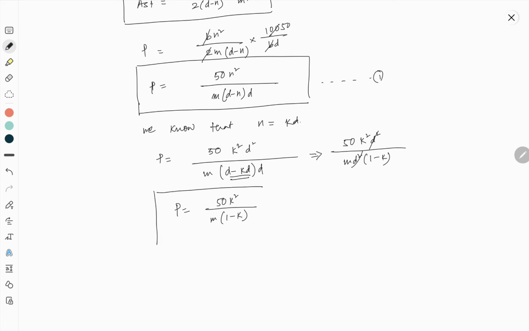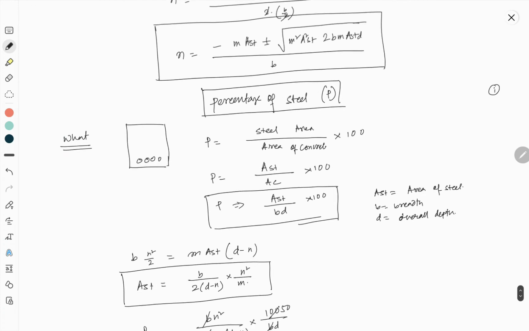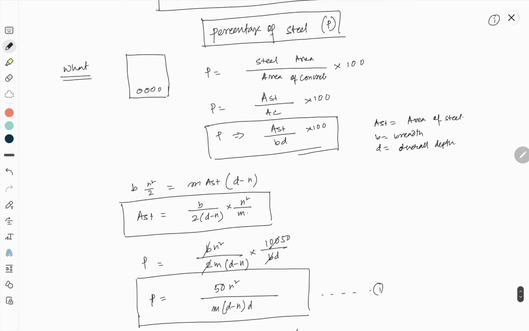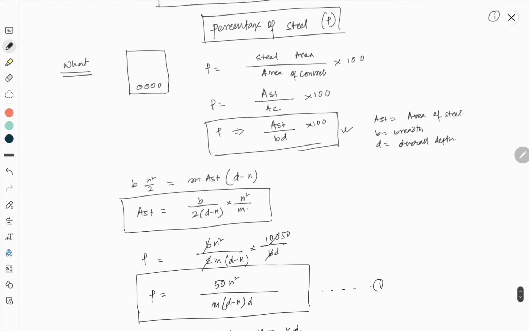See, this is another way you can find the percentage of steel in terms of k and m. So this is the video where you can find the percentage of steel in this way. Otherwise, you can find the percentage of steel the other way. So I hope this is a short and simple video.